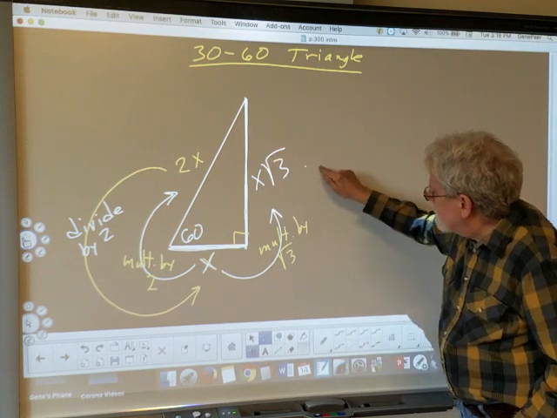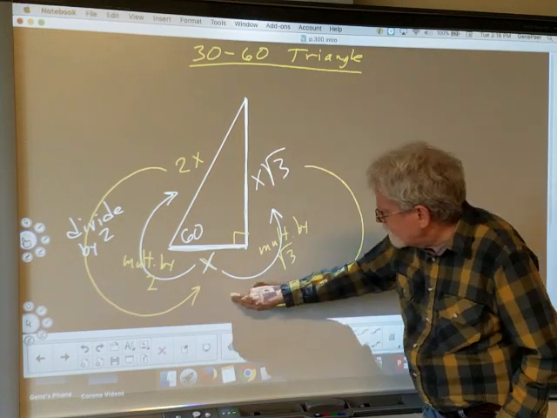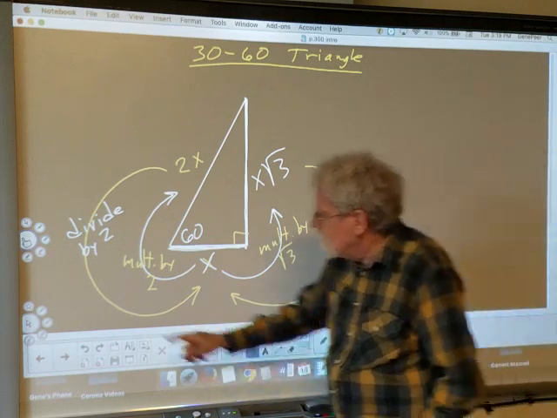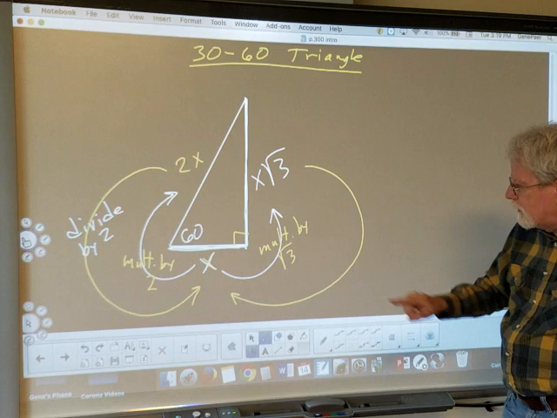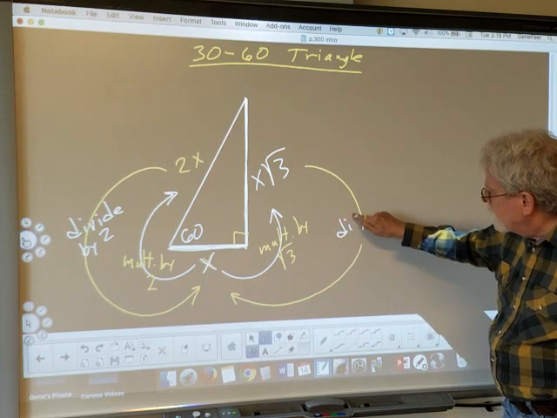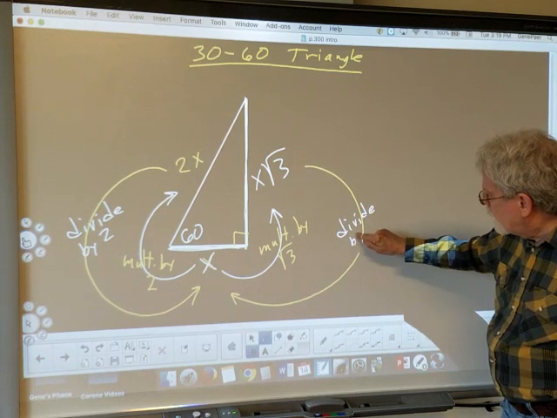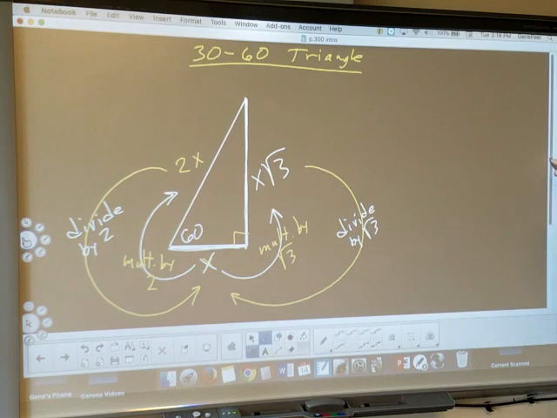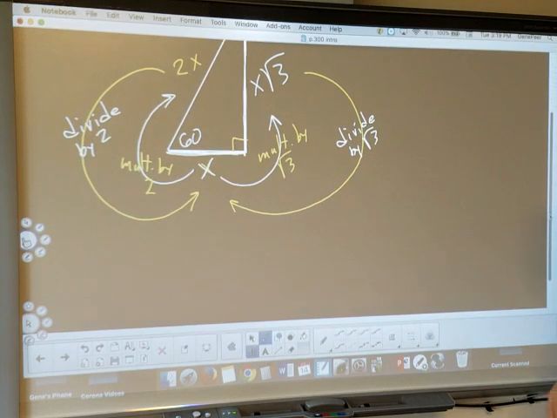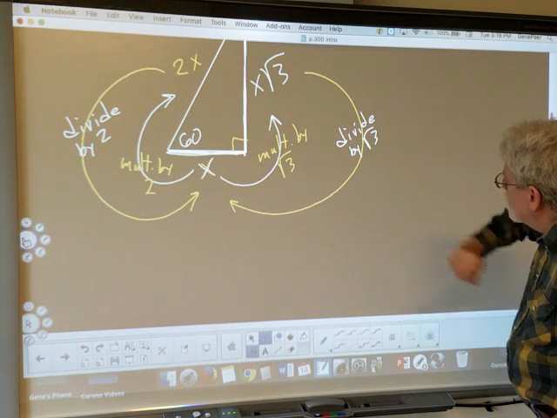And how do I go the other direction? From the long leg, trying to find the short leg. What do? I will reverse this rule. What's the opposite of multiplying by square root of 3? I will divide by square root of 3. Mr. Peter! What? But how? How what? How do you divide by square root of 3?